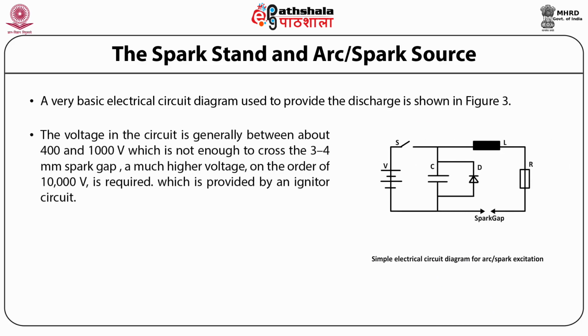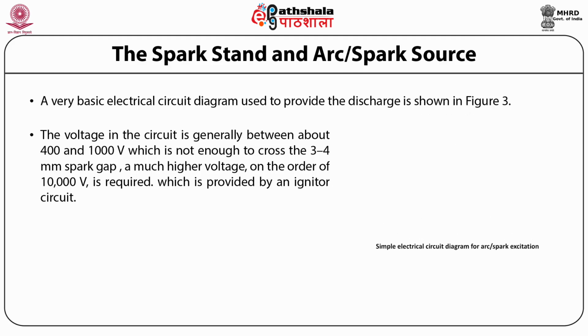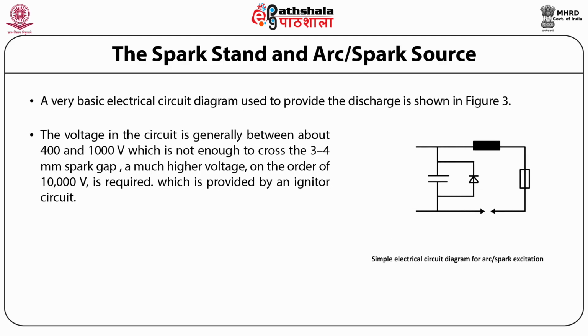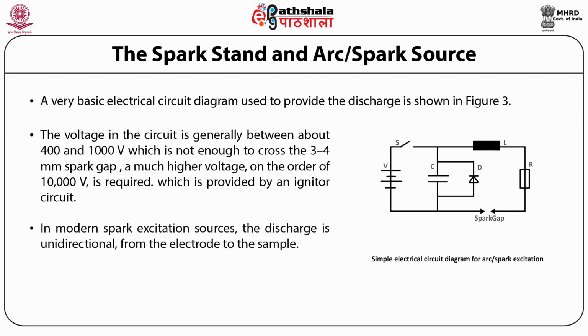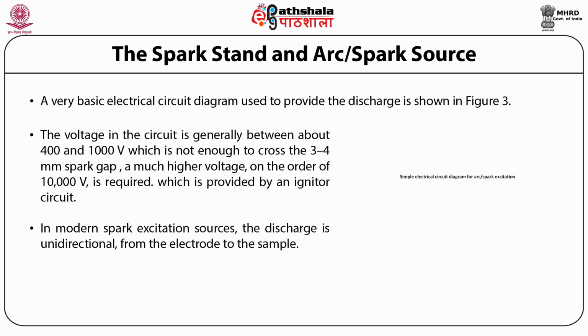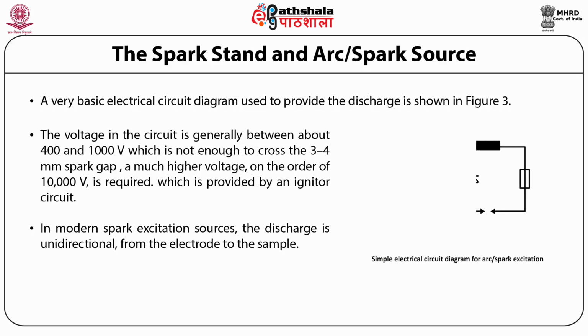The voltage in the circuit is generally between about 400 and 1000 volts, which is not enough to cross the 3-4 mm spark gap. A much higher voltage, on the order of 10,000 volts, is required, which is provided by an igniter circuit. In modern spark excitation sources, the discharge is unidirectional from the electrode to the sample. The switch S in the above diagram is opened and closed electronically many times per second. This is referred to as the frequency of the discharge.